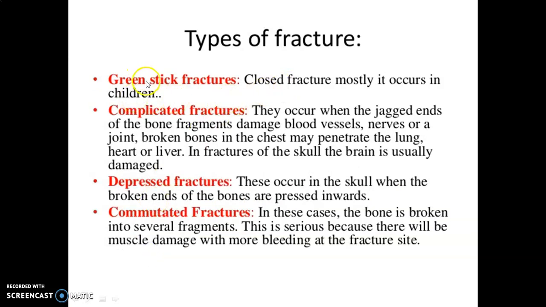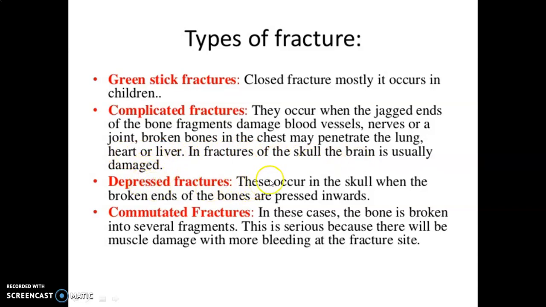Types of fractures: greenstick fractures. This is a closed fracture that mostly occurs in children. The next, complicated fractures. They occur when the jagged ends of the bone fragments damage blood vessels, nerves or a joint. Broken bones in the chest may penetrate the lung, heart or liver. In fractures of the skull, the brain is usually damaged.